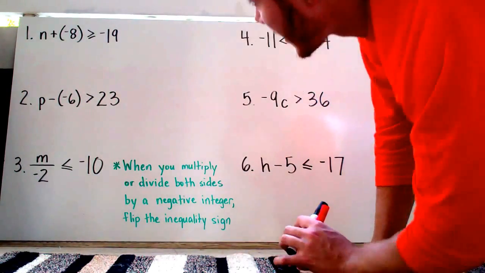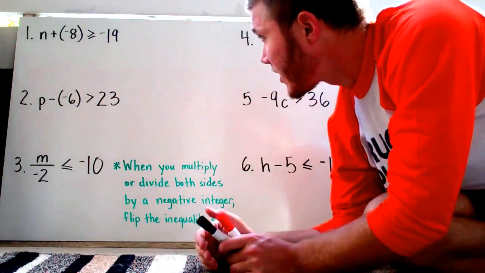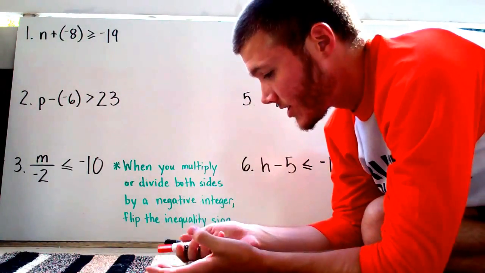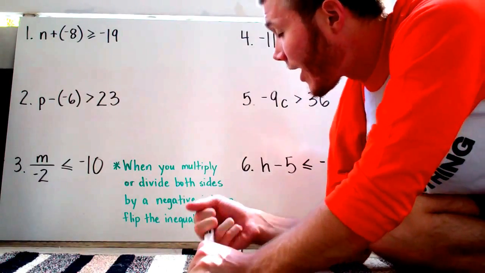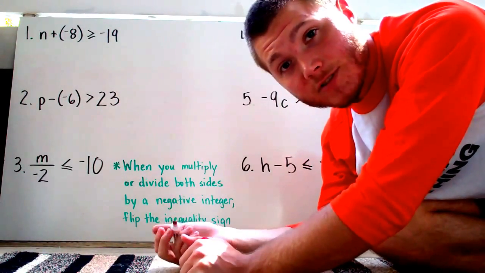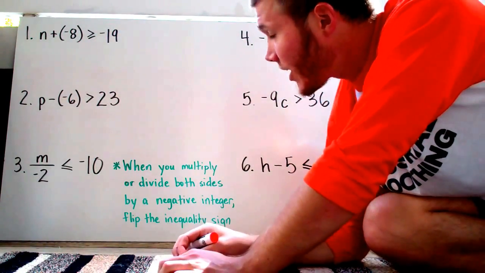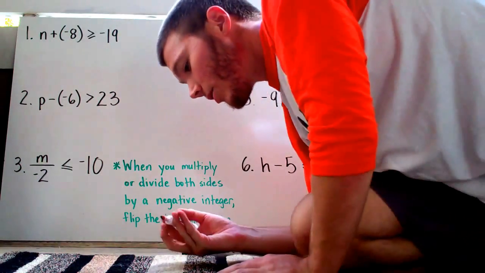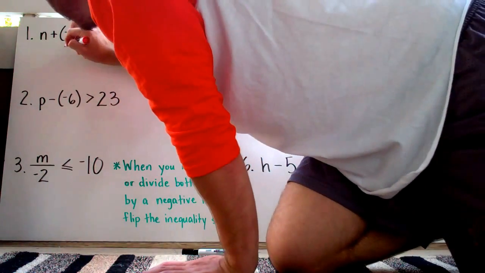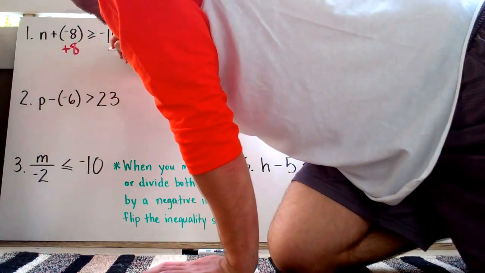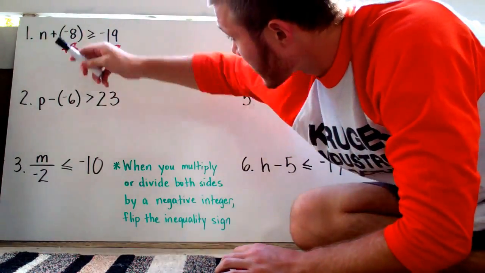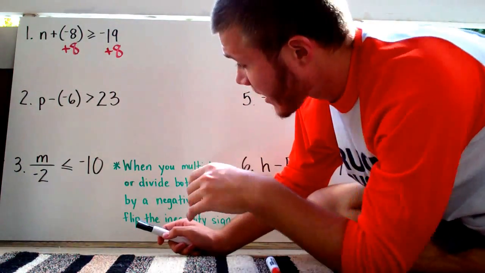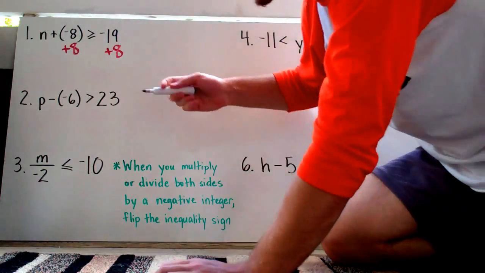So, we got n plus negative 8 is greater than or equal to negative 19. I want to get the variable all by itself. So, I need to use inverse operations. The opposite of negative 8 will be plus 8, right? So, I'm going to do plus 8 on this side and plus 8 on the other side. Now, the plus 8 and the minus 8, those are going to cancel out. So, I cross these out.